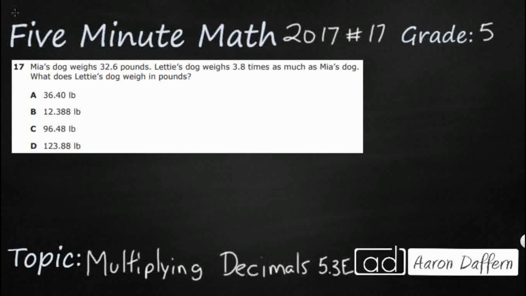So Mia has a dog that weighs 32.6, or 32 6/10, pounds. Letty's dog weighs 3.8, or 3 8/10, times as much as Mia's dog, so we need to find the weight of Letty's dog. And they give you the operation right here. So we're comparing these two. We've got 32.6 and something is 3.8 times as much. 32.6 times 3.8. Pretty straightforward.